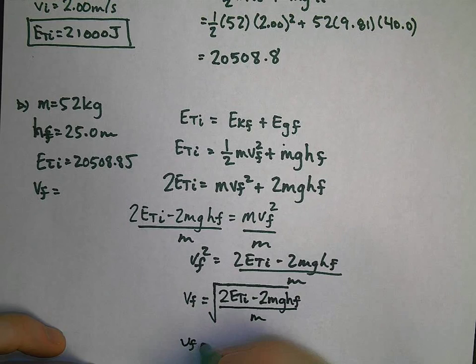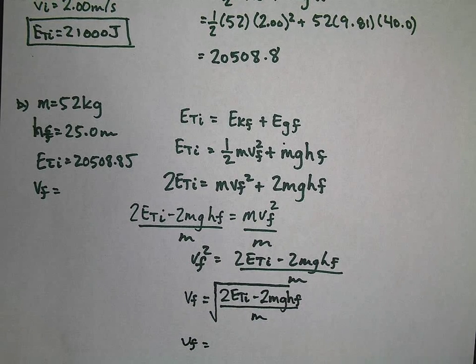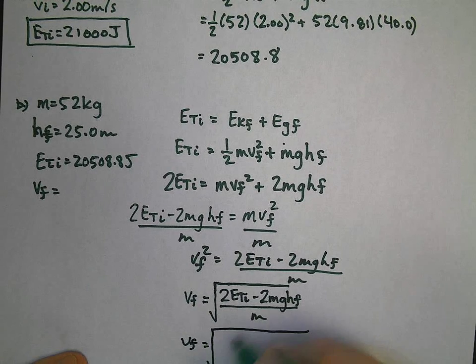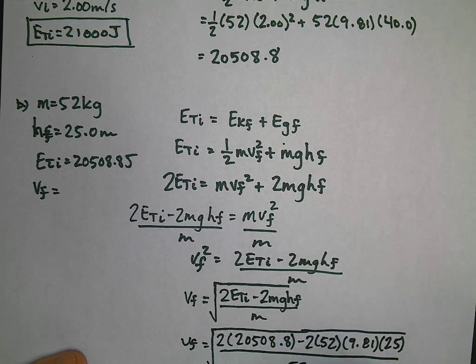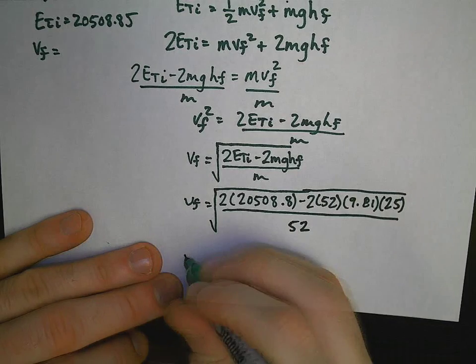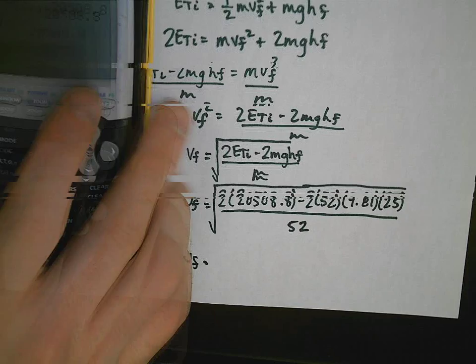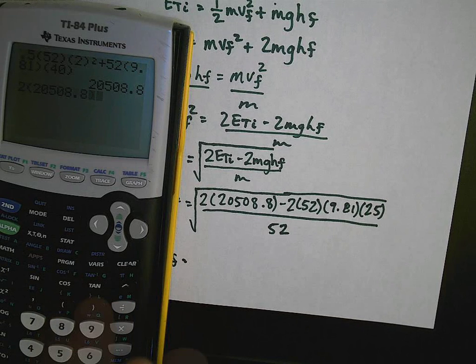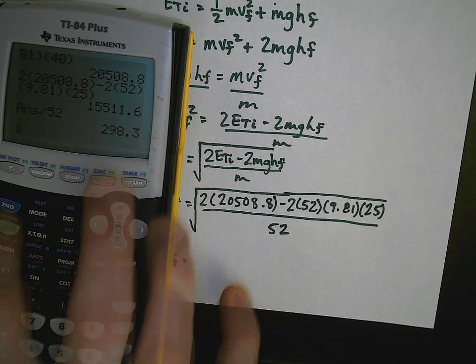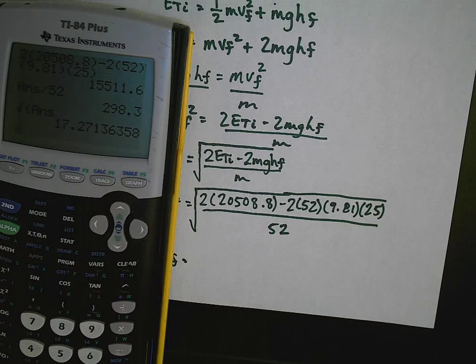And let us see, when we substitute in values, what we get as our final solution. So this will be the square root of 2 multiplied with 20,508.8 minus 2 times that 52 kilograms, 9.81, and a height of 25 meters, and that will be all over the skier's mass of 52. Plugging this into our calculator, let us see what we actually get. So I have 2 times 20,508.8 minus 2 times 52 multiplied by 9.81 times 25. All of that must be divided by 52. And let's take the square root of 298.3, which is 17.27.